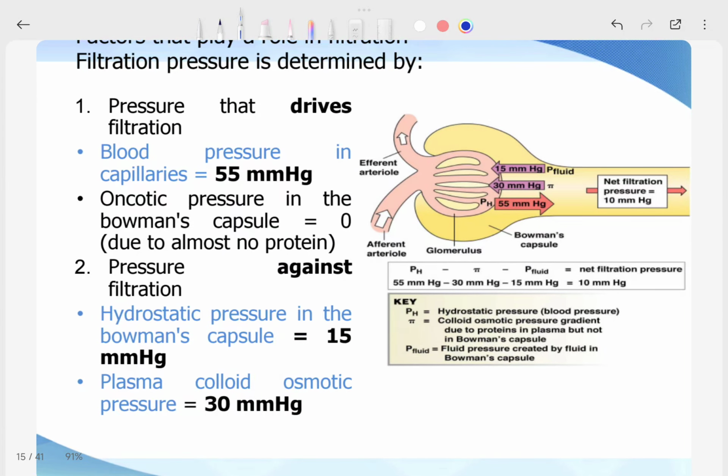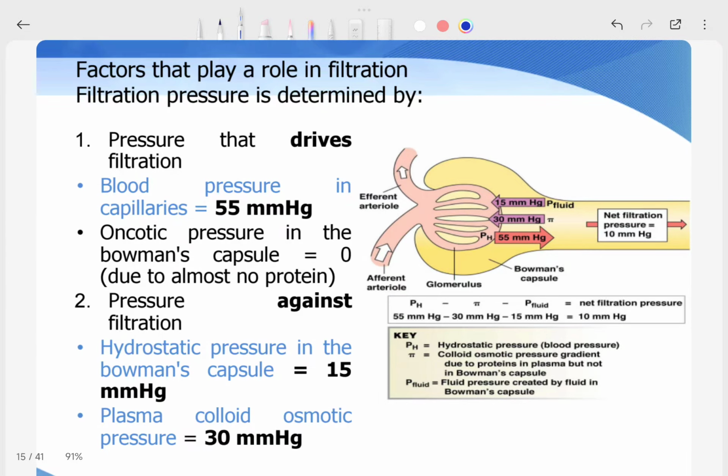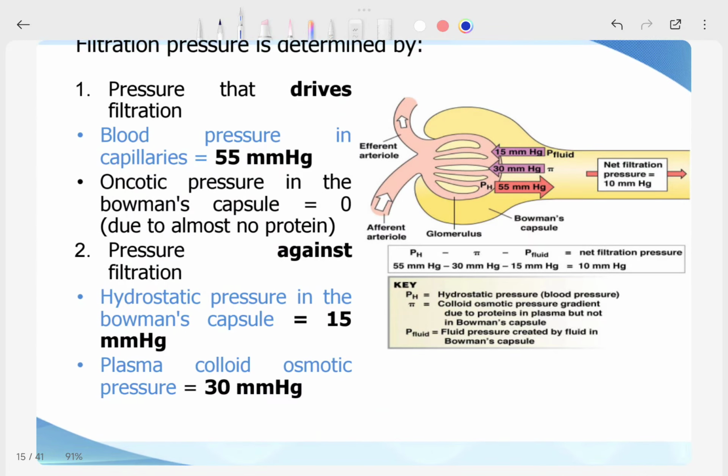Let's go back in here again. So what are the factors that actually play a role in filtration? The first one is the pressure that pushes the filtration. This one we usually mark as plus, to make it easy. The blood pressure in the capillaries is normally 55 millimeters of mercury. Another pressure that also pushes the filtration is the oncotic pressure in the Bowman's capsule, but because there is no protein, the number is zero, so just ignore that.